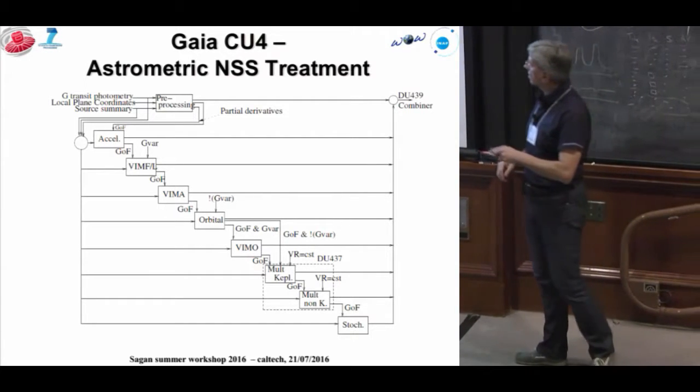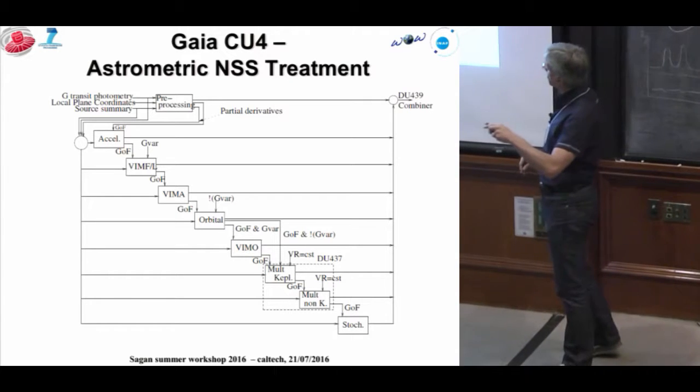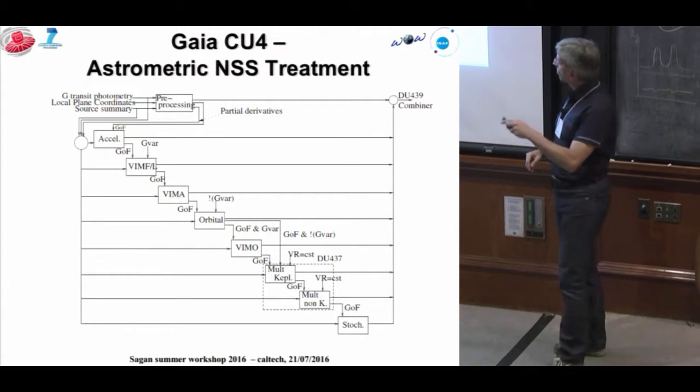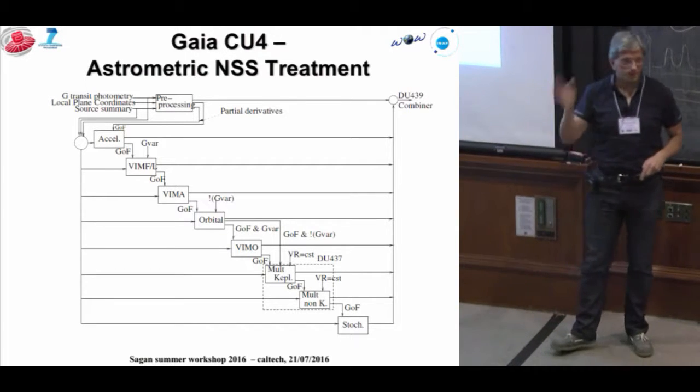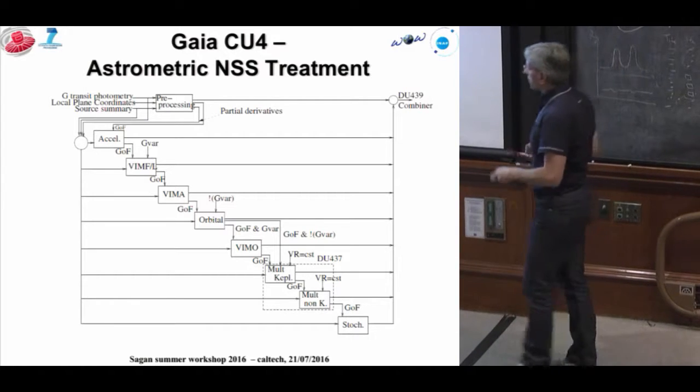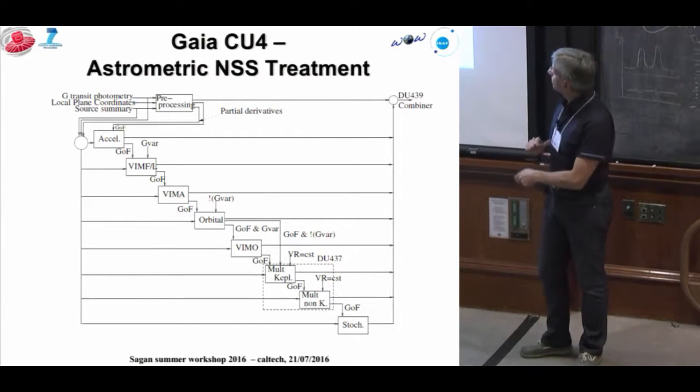This is the chunk of the processing chain that, when everything else has failed, I will not go into the detail of what the various models are that get tried, but I can accept questions on that. Eventually, you start modeling extrasolar planetary orbits.